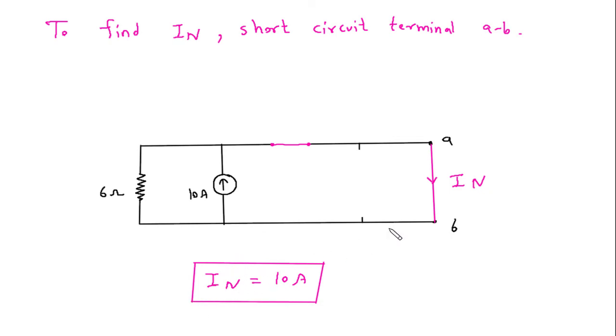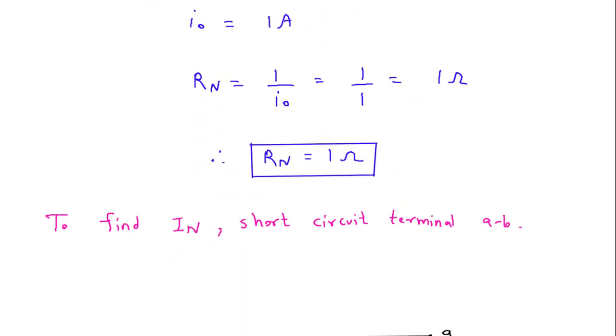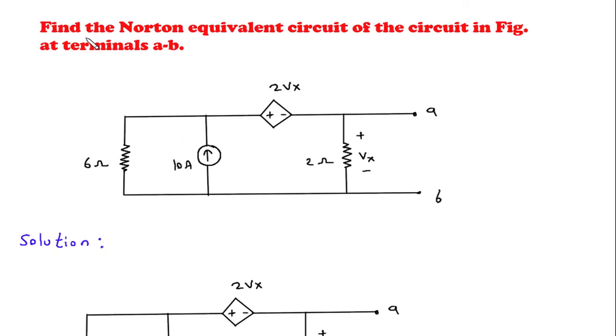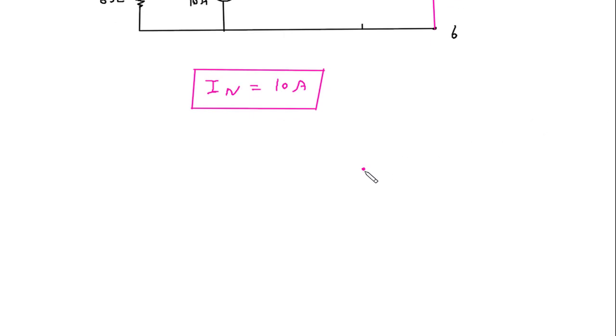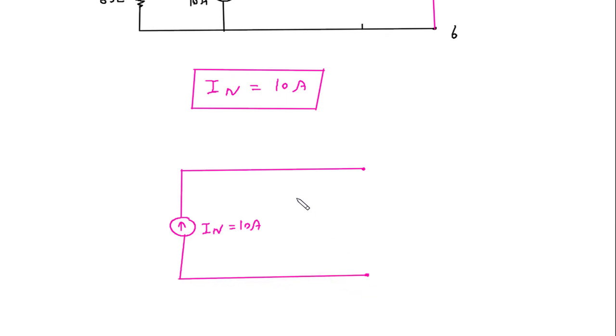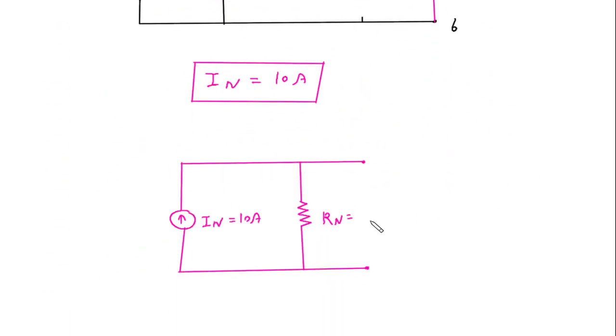Now we have the value of IN and RN. What we have to find? We have to find the Norton equivalent circuit. So Norton equivalent circuit will be a current source of IN, IN is equal to 10 ampere. This will be a resistance RN, RN is equal to 1 ohm. This is terminal A, this is terminal B.